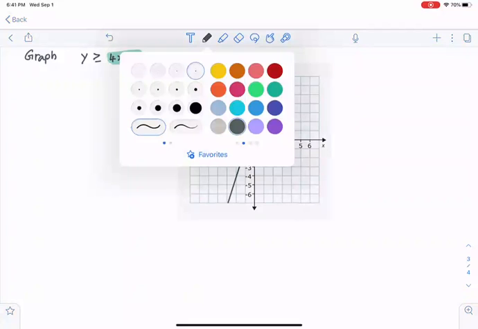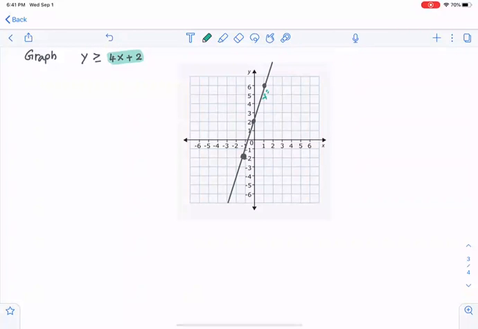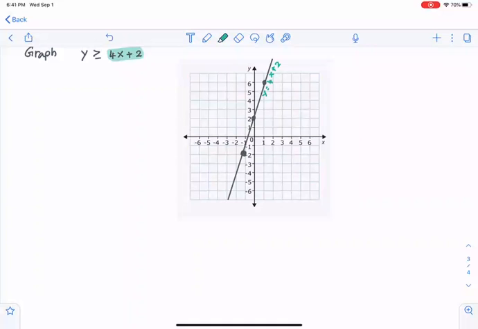Now that we have the line, y equals 4x plus 2, and it is solid because we have an equal sign, we now have to sketch the region. Since it is greater than, all of these are possible values that would satisfy the inequality. So all of those are accepted, including the points on the line, because we have a greater than or equal to sign.